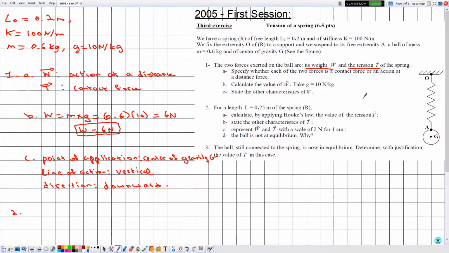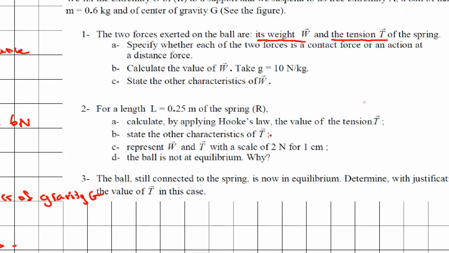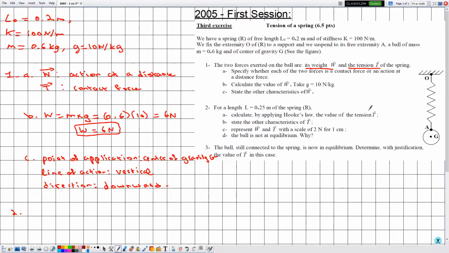Now 2, they are telling me for a length L equal to 0.25 meters of the spring R. Here the length represents the final length of the spring when the solid S is suspended or connected to the spring at the point A. So L represents the final length of the spring, which is 0.25 meters.